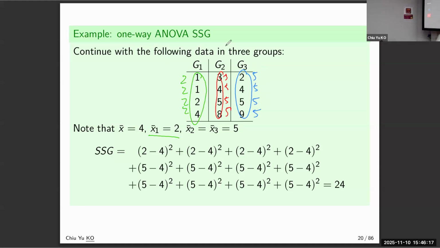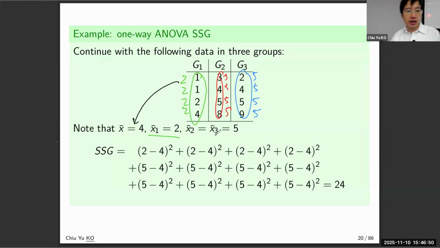And you do the same operation as before. Once we replace it, you subtract from the overall mean and then square each one, right? So that's 2 minus 4, 2 minus 4, 2 minus 4, and 5 minus 4, and so on and so forth. Add up, you have 24. Is that clear what we're doing? Because this is the sum of squares between groups. So you go to the group first. Every data point goes to its group mean, which is the red thing in the diagram we saw before. The first step, go to group mean.